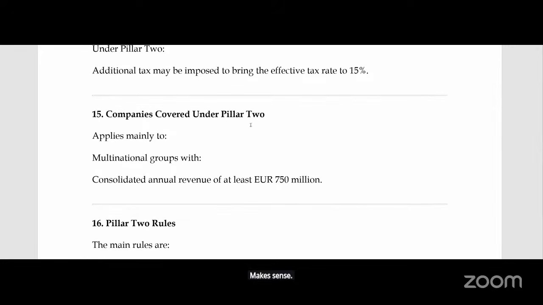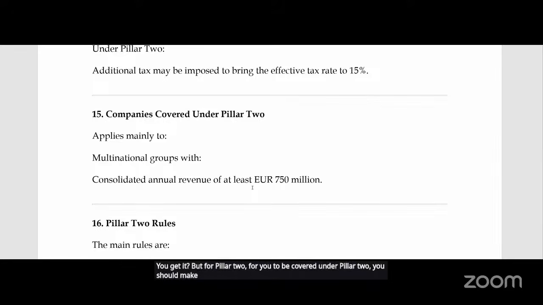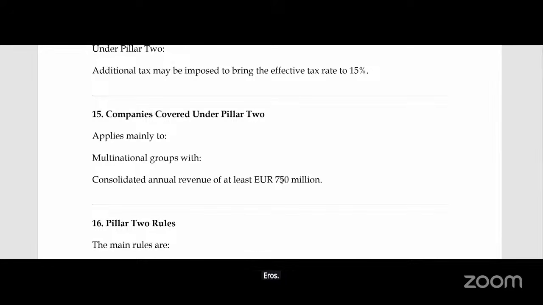For you to be covered under Pillar 2, you should make 750 million euros. Pillar 1, what was it? 20 billion euros. But Pillar 2, how much? 750 million euros. So which is bigger, Pillar 1 or Pillar 2? Pillar 1. Pillar 1 is billion, this is million.